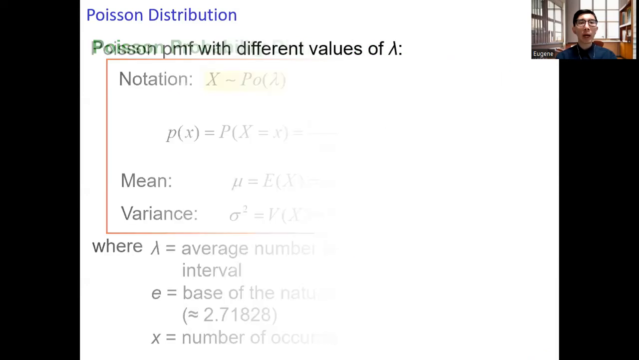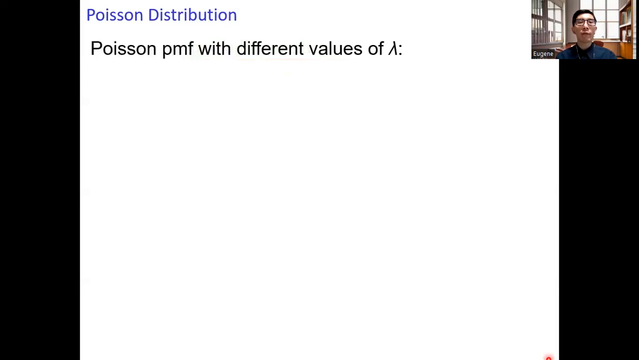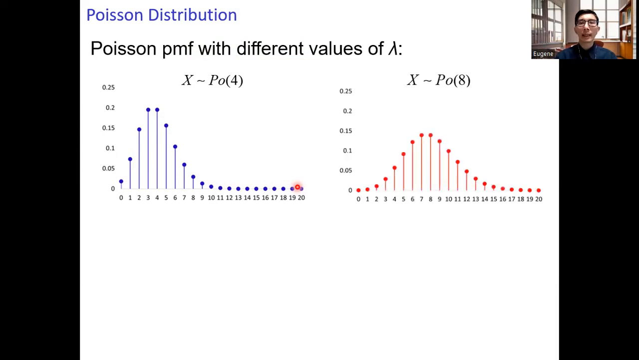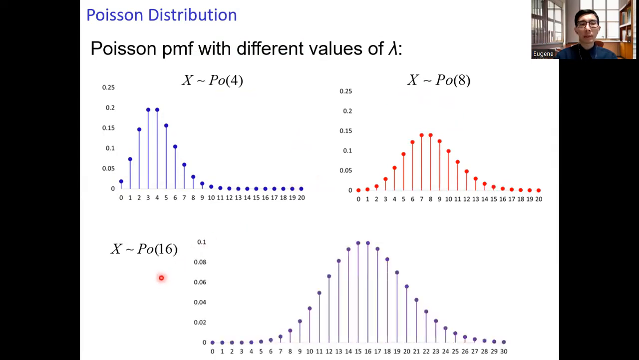Let's take a look at the graph of the Poisson PMF for different values of lambda. Say lambda equals 4. And here you can see that the graph of the PMF is skewed to the right. And as the value of lambda increases, say lambda equals 8 or lambda equals 16, the graph of the PMF is getting more and more symmetrical.